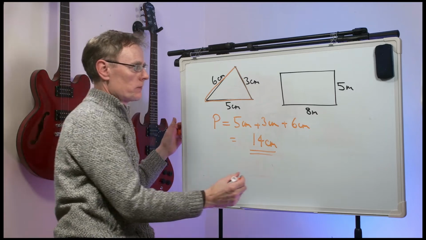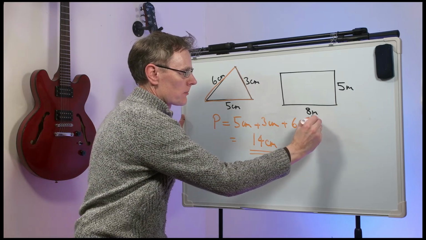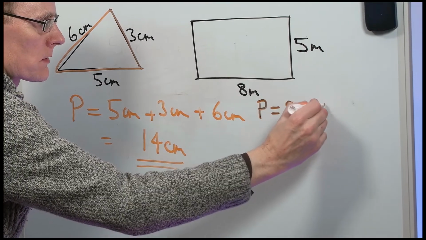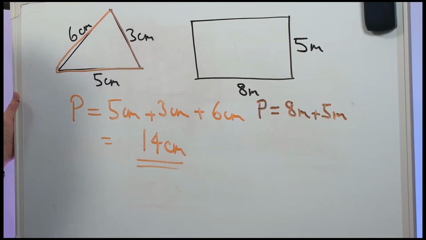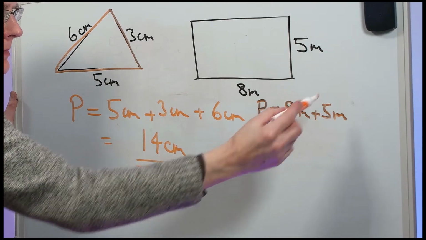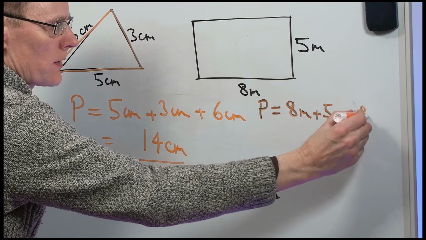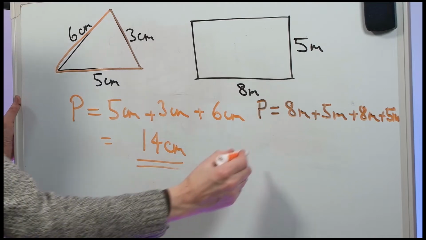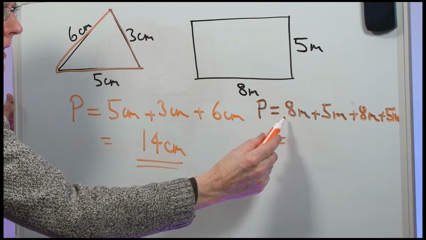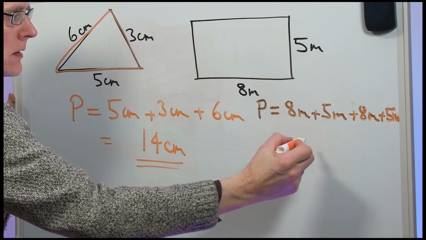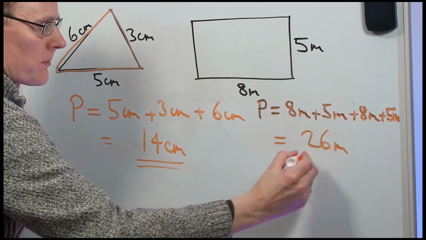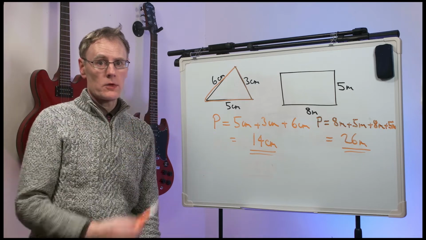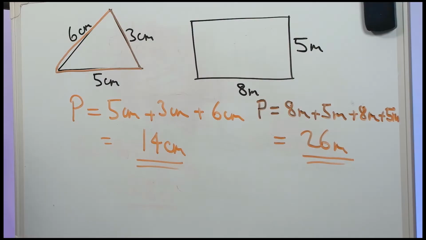Now let's look at the rectangle. So for the rectangle, the perimeter is going to equal 8 metres plus 5 metres. Now do you remember last time I said we could double that? Let's just go back to saying plus another 8 metres plus another 5 metres. You can see it takes up a bit more space. 8 and 8 are 16, 26 metres. So the perimeter is the total length around the edge. You simply have to add up the lengths around the edge of your shape. Nothing to do with area.